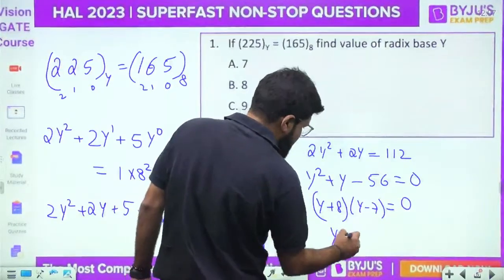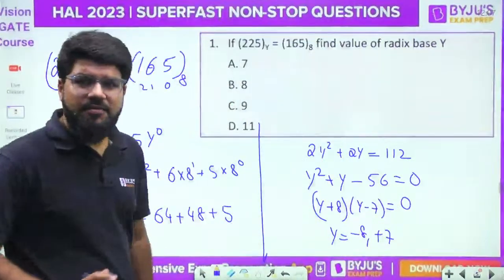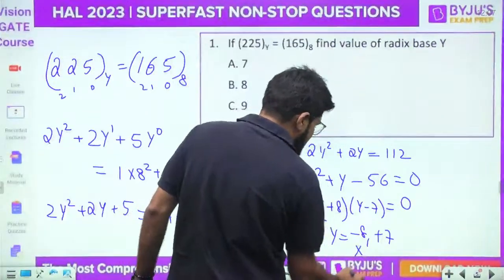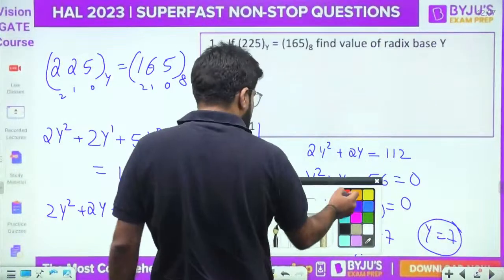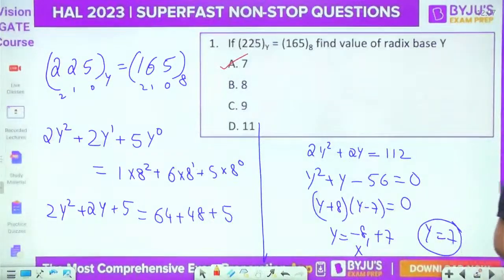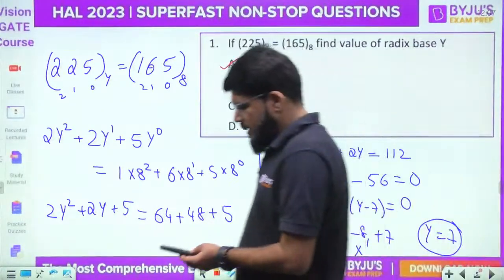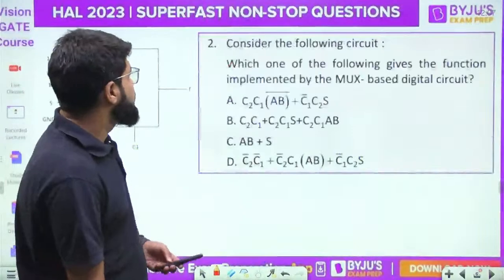So y's answer is minus 8 or plus 7, but the base cannot be negative. The base of the number system cannot be negative. So y equal to 7 is the last answer. The base of the number system has to be 7. Okay, the correct answer is option number A. That should be 7. I should move ahead to the next question now.